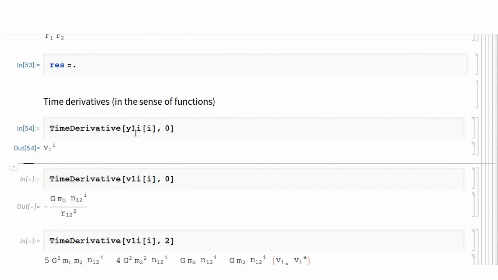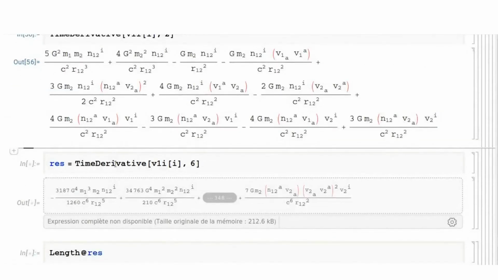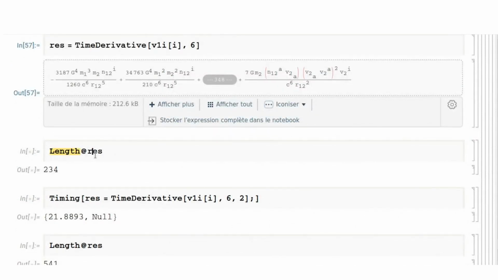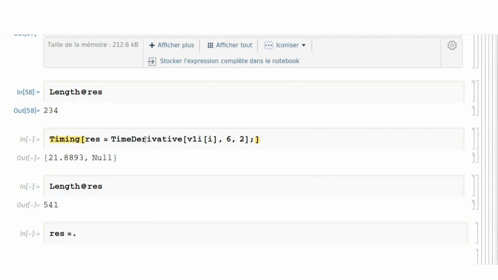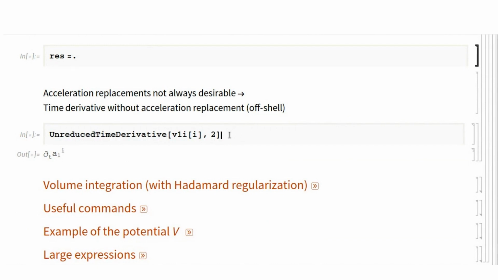You have time derivative. The 0 here just specifies the Newtonian, post-Newtonian order. Here, it does not play any role, but for the derivative of the velocity, you need to say that the acceleration is the Newtonian acceleration or the post-Newtonian acceleration or whatever. Here, this is the 3PN acceleration involving this number of terms, and then you can differentiate it 2 times. So I try to do it. And you will find that the number of terms here is 541 after simplification. Very good. It's also useful sometimes to have time differentiation without replacement of acceleration.